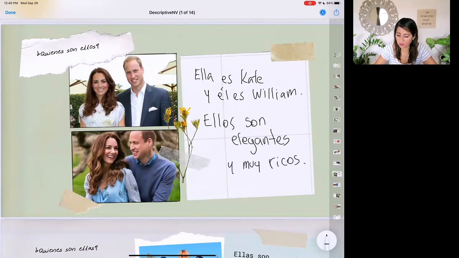So this word, rico, rica, ricos, ricas, is rich. The opposite word for that is pobre. So that's poor. That's another word in the list of adjectives for this chapter. So pobre is poor, rico, rich. Okay. Ellos no son pobres. They're not poor. Ellos no son pobres.